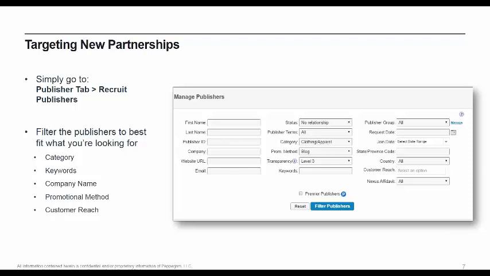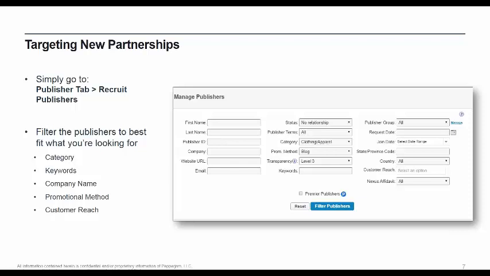Another important filter to keep in mind is promotional method. So meaning how do they promote on their site? And they can have multiple promotional methods available as well. So for example, you might want to take a look at a specific blog site or maybe someone that's a coupon or loyalty site if you're looking for a certain promotional type within your publishers.